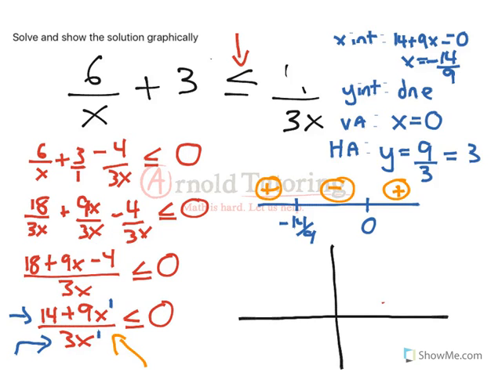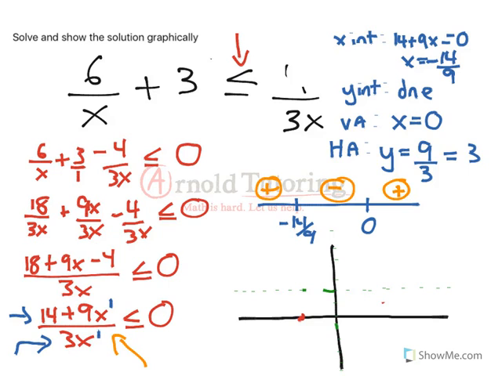Let's put all of this information in. So I'm going to start with the vertical asymptote. That's x equals 0, so that's just this green asymptote at the y-axis. Our horizontal asymptote was y equals 3, so I'll put this through at 3. Our x-intercept is negative 14 over 9, so again, it's about negative 1.5. I'll just estimate it right there.